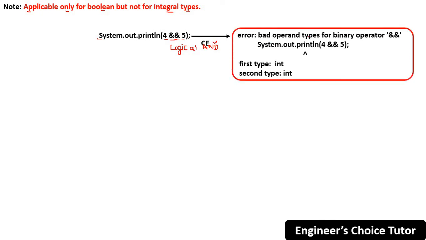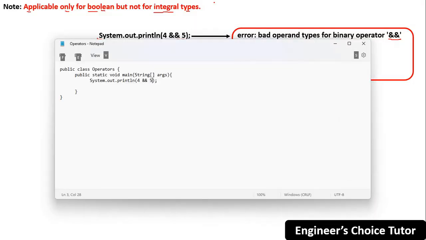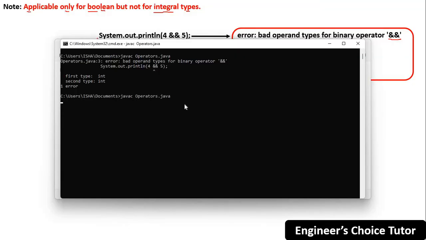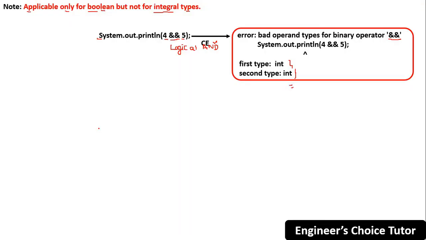This error: bad operand types for binary operator. This first type is what? Int. Second type is what? Int. You are not allowed. These operators are applicable for booleans, not for integral types. Remember this point. If you want to see, let me show you. I have these operators in notepad. See, I have this example also already ready. Now I'm going to this cmd and compile. See, after compilation, bad operand types for binary operator, right? So it is not allowed. It is applicable only for boolean. So this is all about logical and and logical or operator in Java.